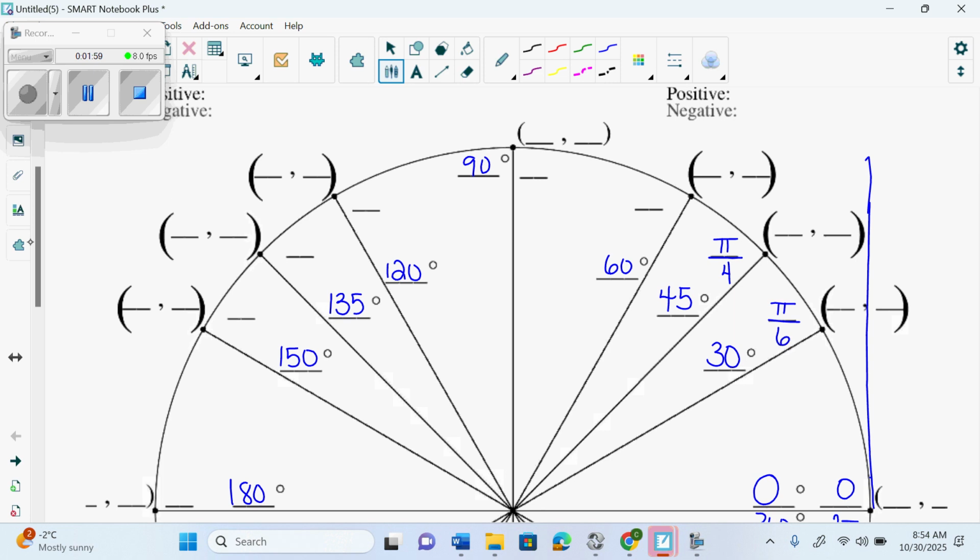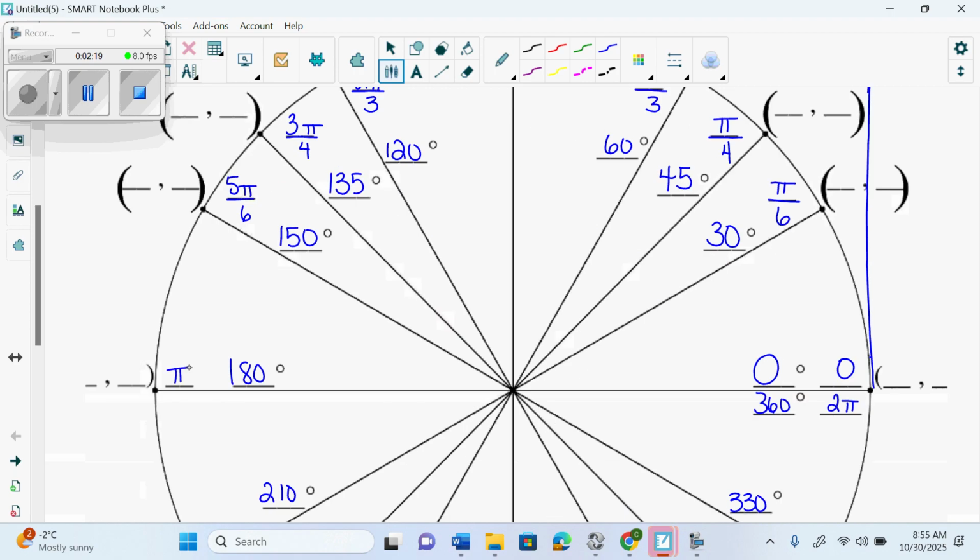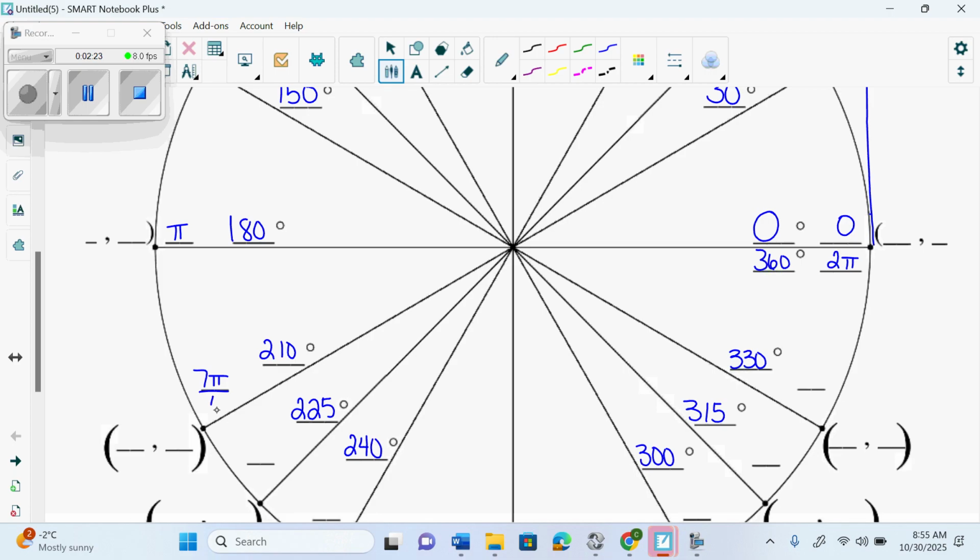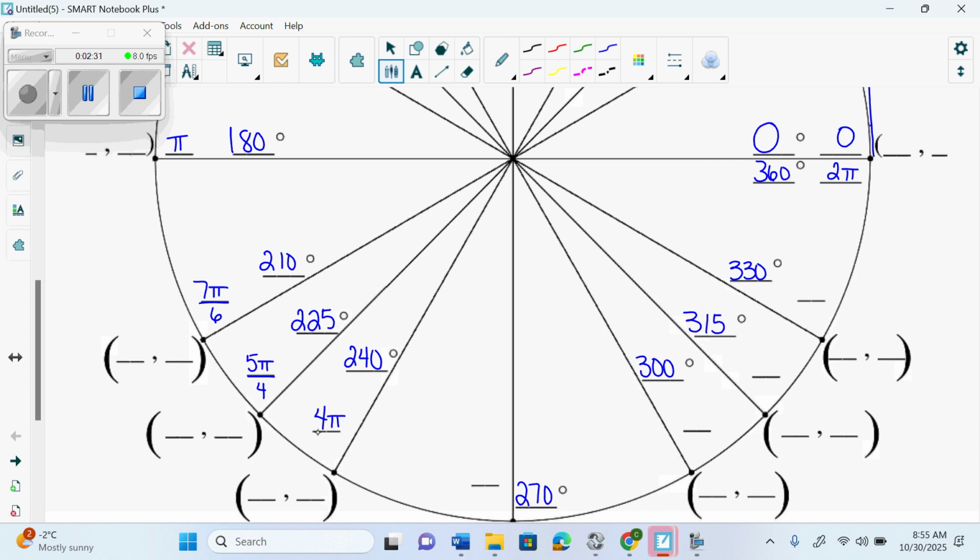So let's go through this. 60 divided by 180 is pi over 3. 90 is pi over 2. 120 is 2 pi over 3. 135 is 3 pi over 4. 150 is 5 pi over 6. 180 is pi. 210 is 7 pi over 6. 225 is 5 pi over 4. 240 is 4 pi over 3. 3 pi over 2. What's 300? What's 315? What's 330?